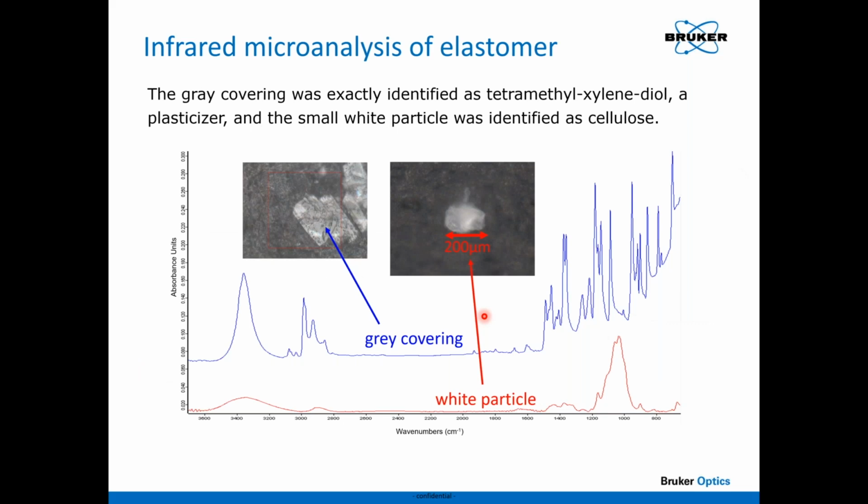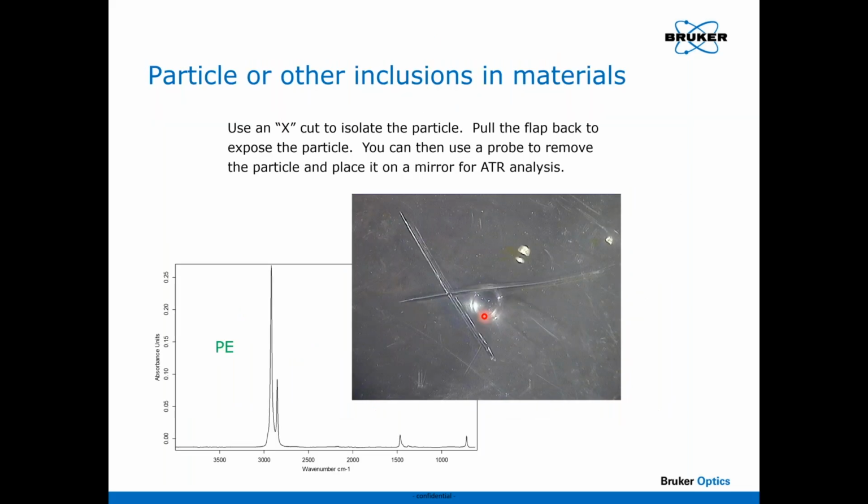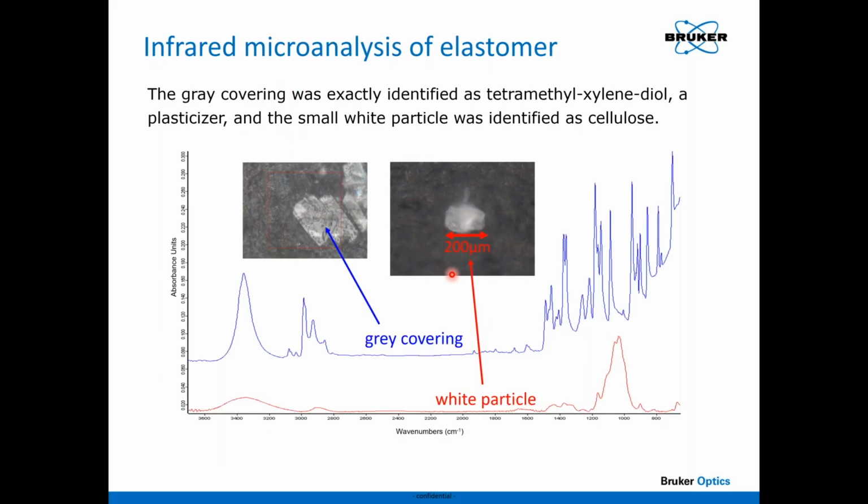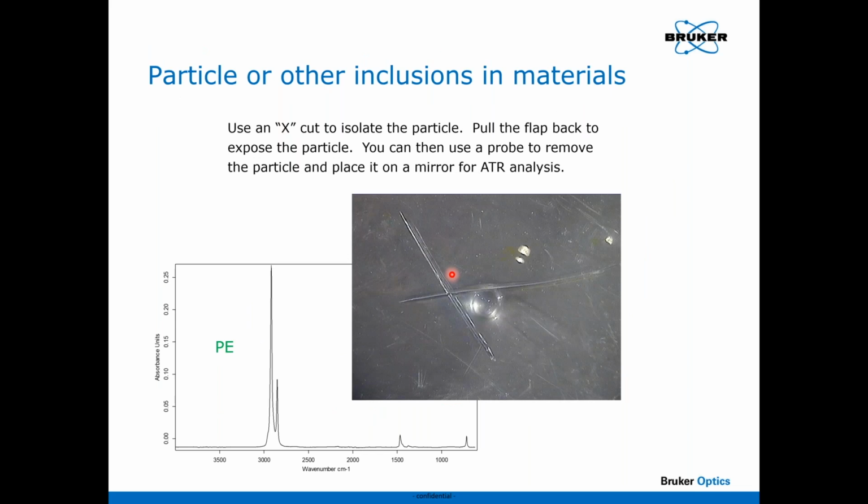So let's look at a good example. This is an infrared microanalysis of an elastomer. This is something that's not supposed to be there, and so I just collect a quick spectrum of the blue covering, and then the white particle that's not supposed to be there. Then all I have to do is right-click in the software, and it tells me I have cellulose.